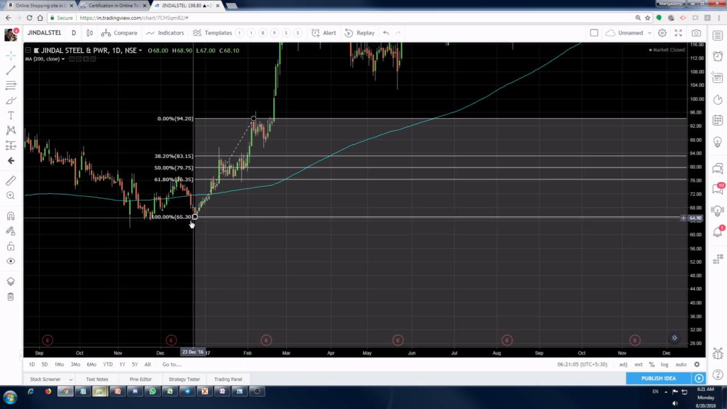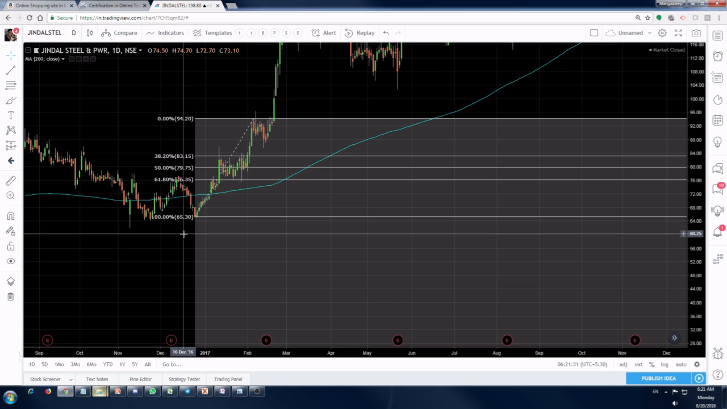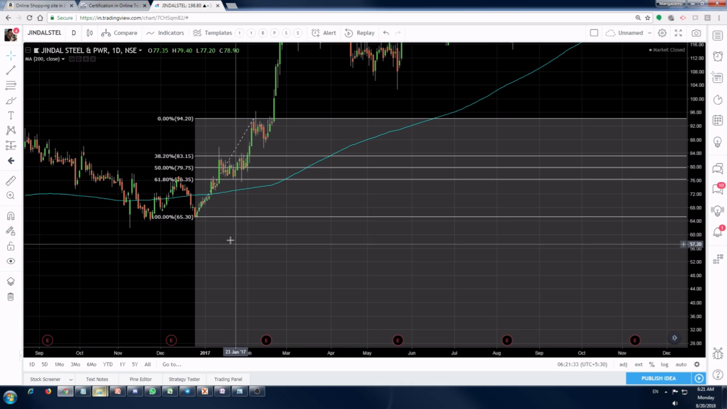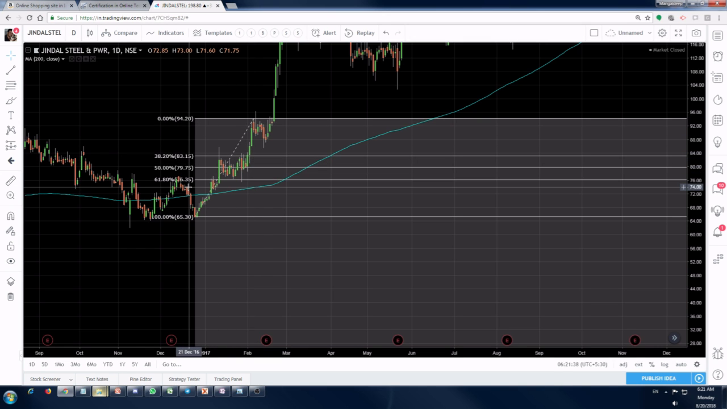We drew it from the recent swing low before the 200 SMA was breached, and we extended the line all the way till the recent top, right? And we got the 3 levels. Remember, whenever you are drawing the Fibonacci retracement in an uptrending market, you have to draw it from low to high, not from high to low. It will be wrong. It has to be drawn from low to high. Now you got the 3 levels.